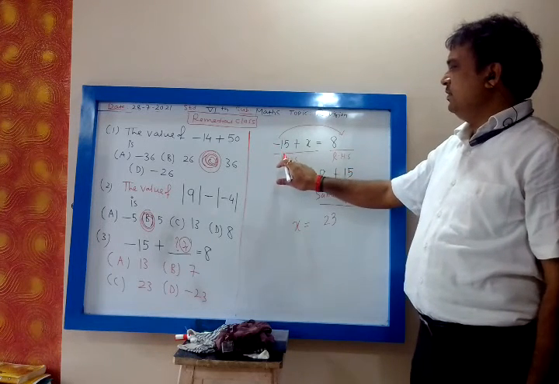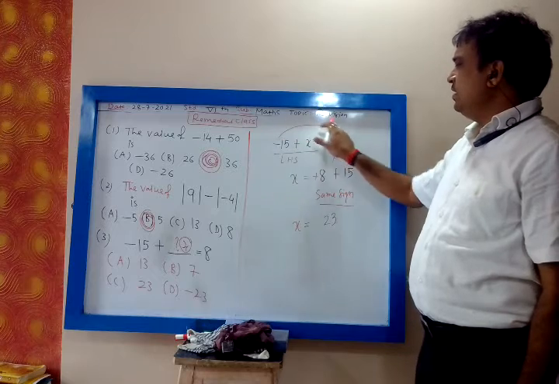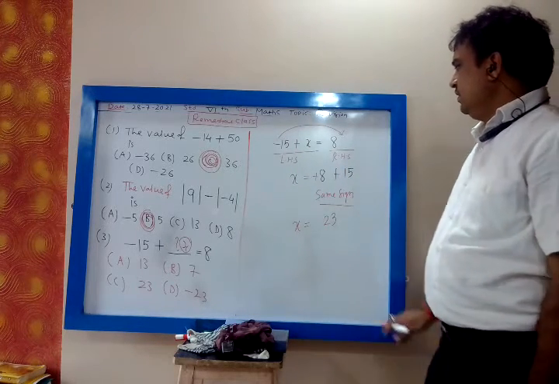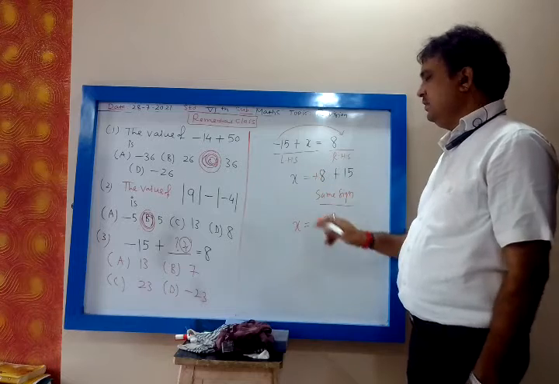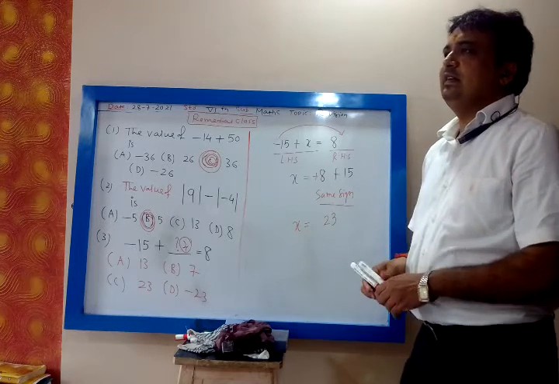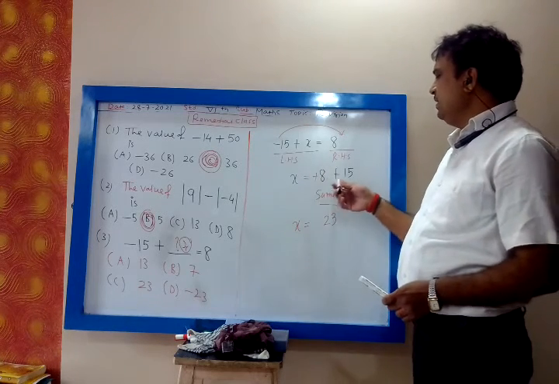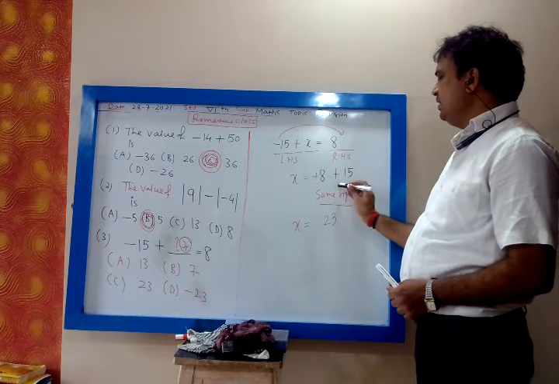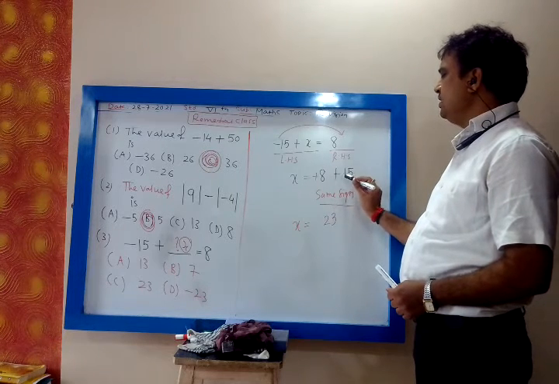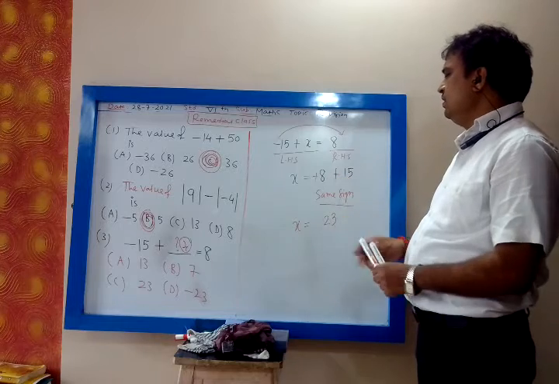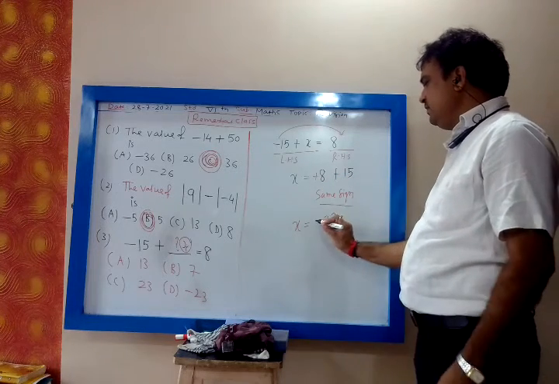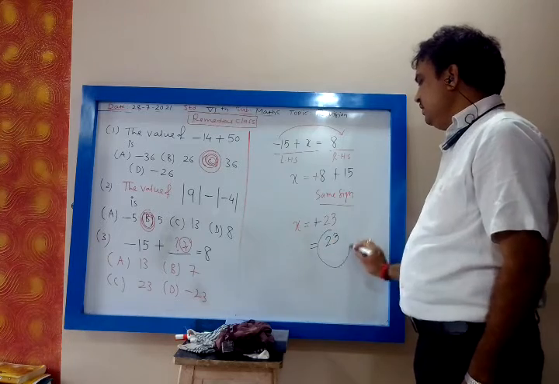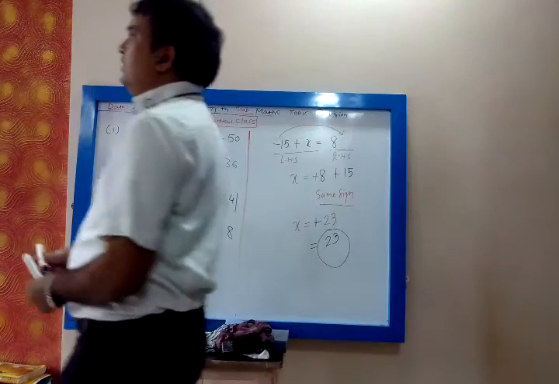Minus 15 on the left hand side I have taken to the right side. Minus 15 will become plus 15. And now sign of 8 is plus, sign of 15 is plus. Same sign. Whenever you have the same sign, you have to add the numbers and take the common sign. 15 plus 8 is 23. The common sign is plus. So plus 23, which is the same as 23.